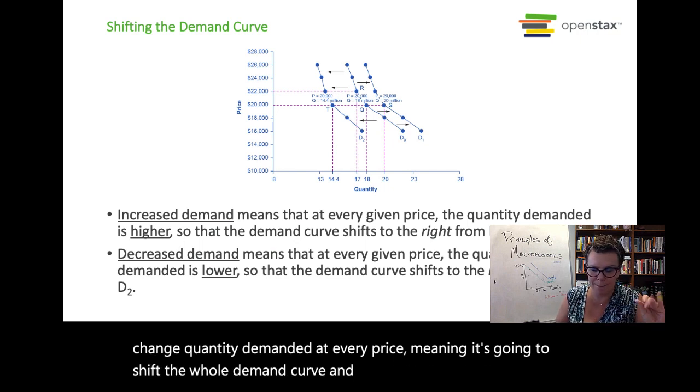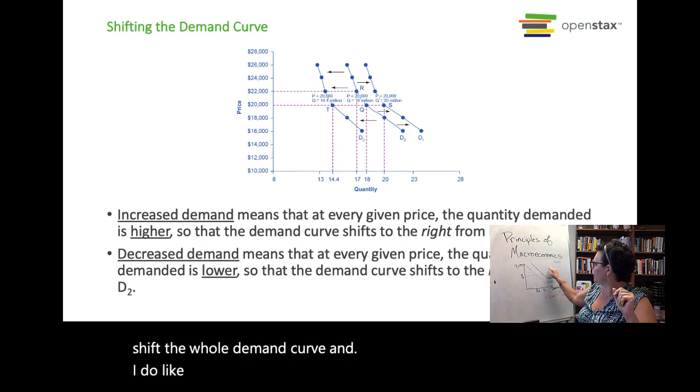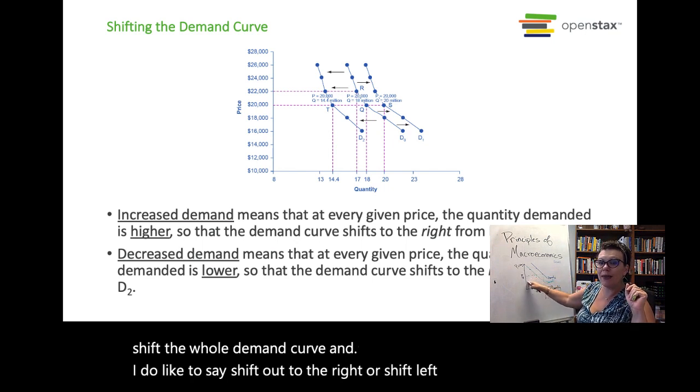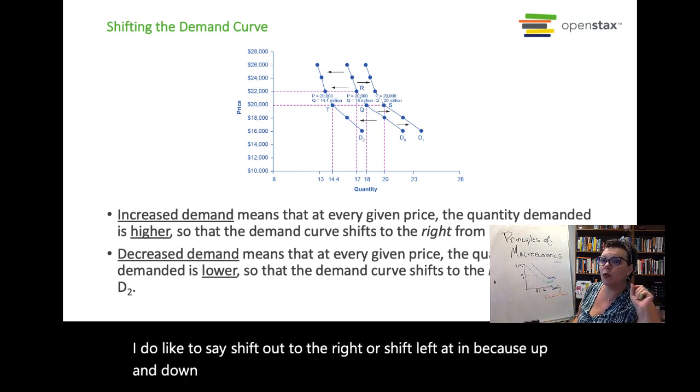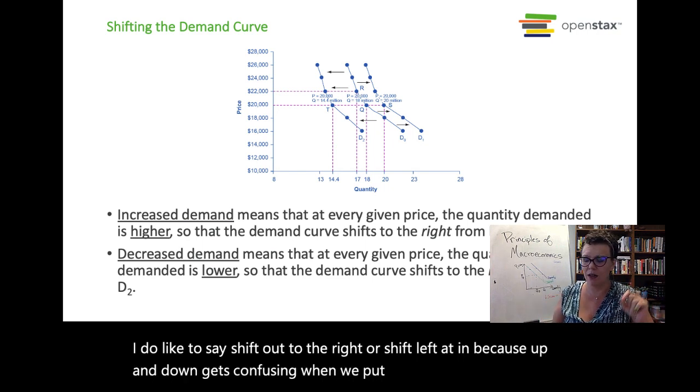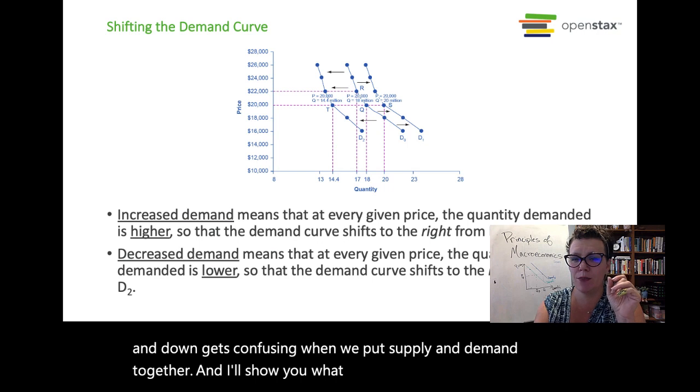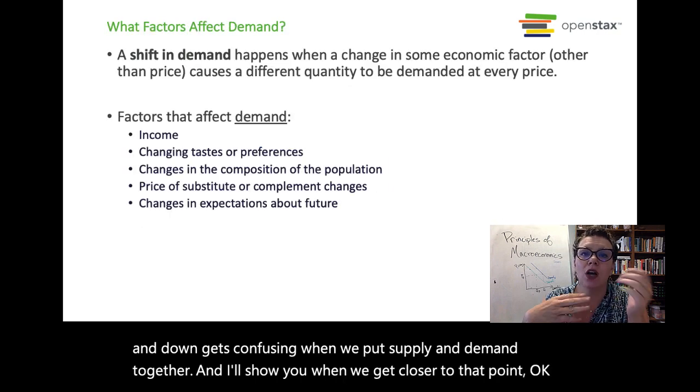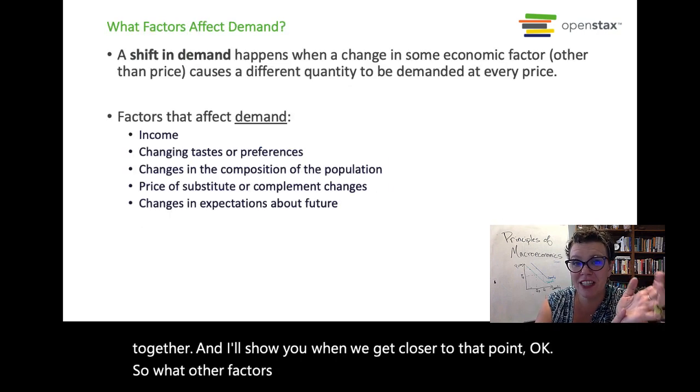And I do like to say shift out to the right or shift left and in, because up and down gets confusing when we put supply and demand together, and I'll show you when we get closer to that point. Okay? So what other factors can shift the demand curve?